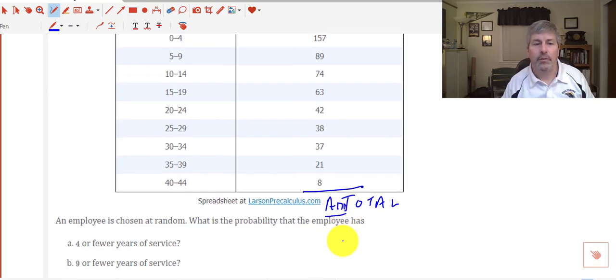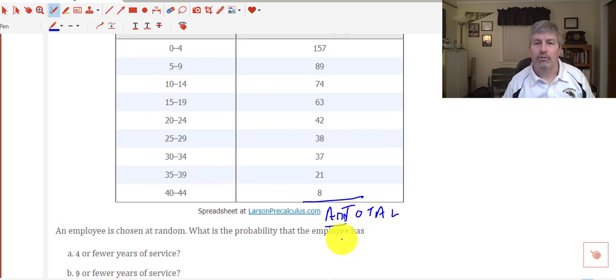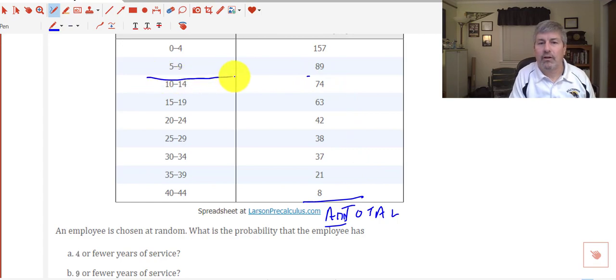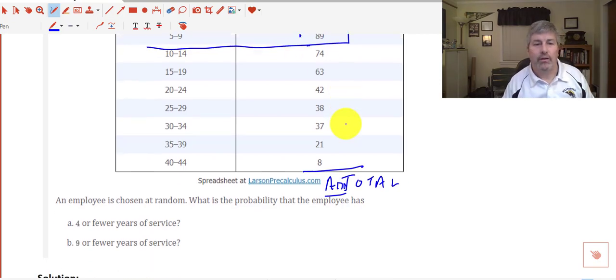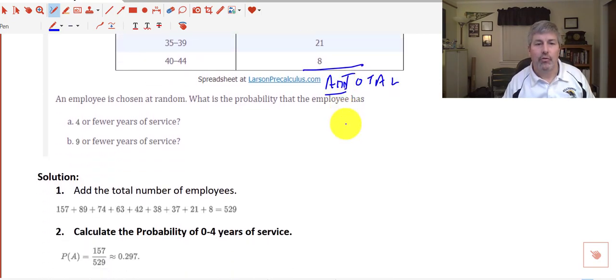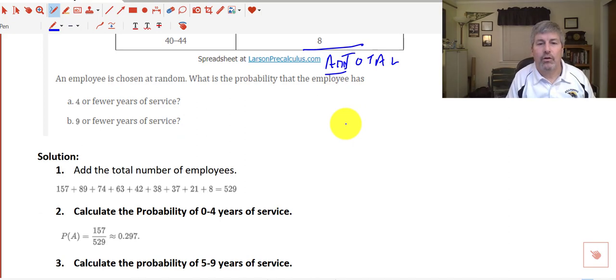Another set of winners will be the 9 or fewer years of service. Most of you are going to look at that and go, well, that's all those guys, so we're going to add those two together, and indeed that is what is going to happen. So our solution, we'll add the total number of employees.